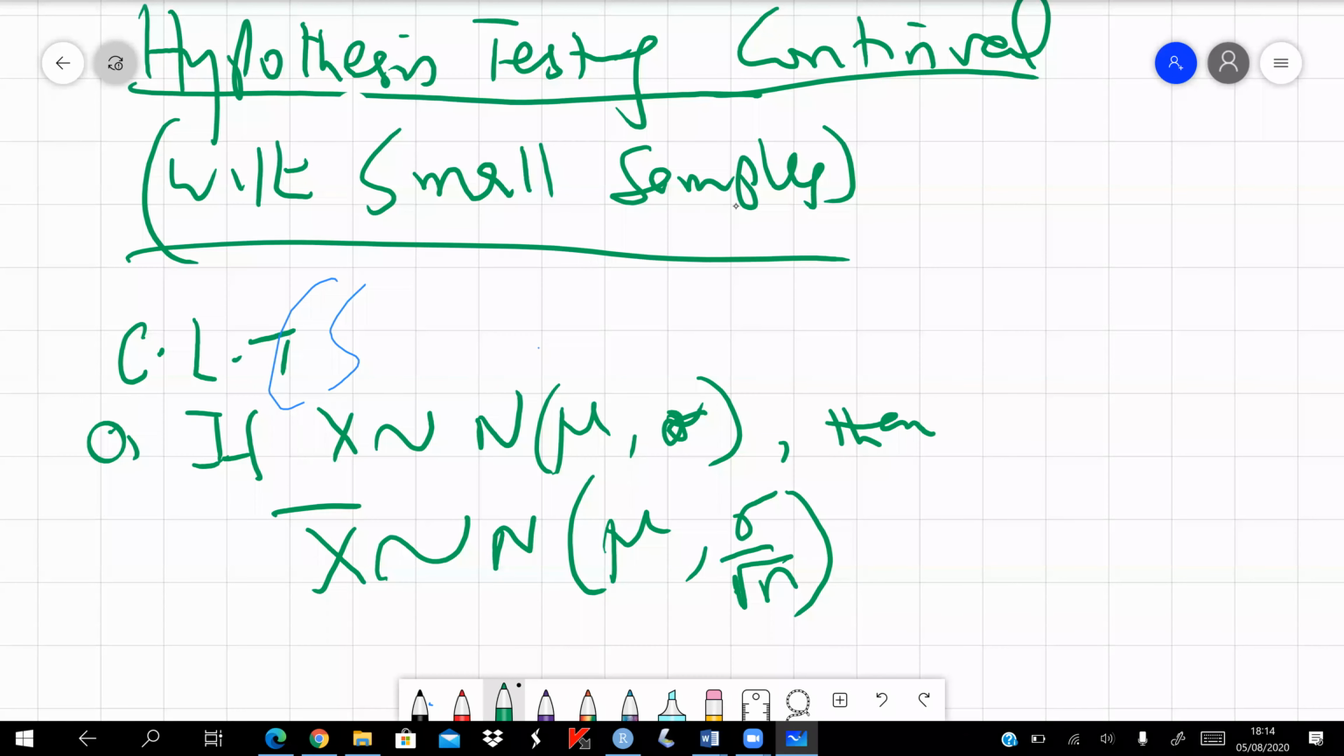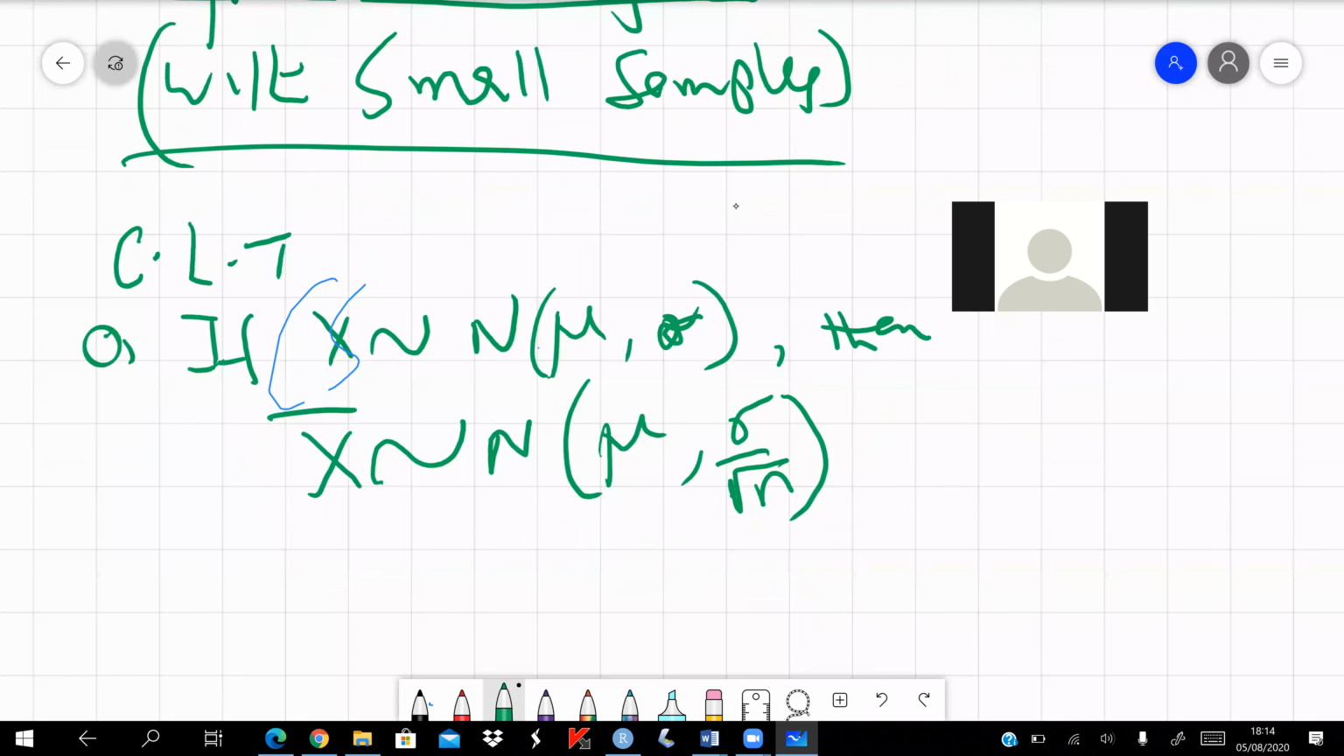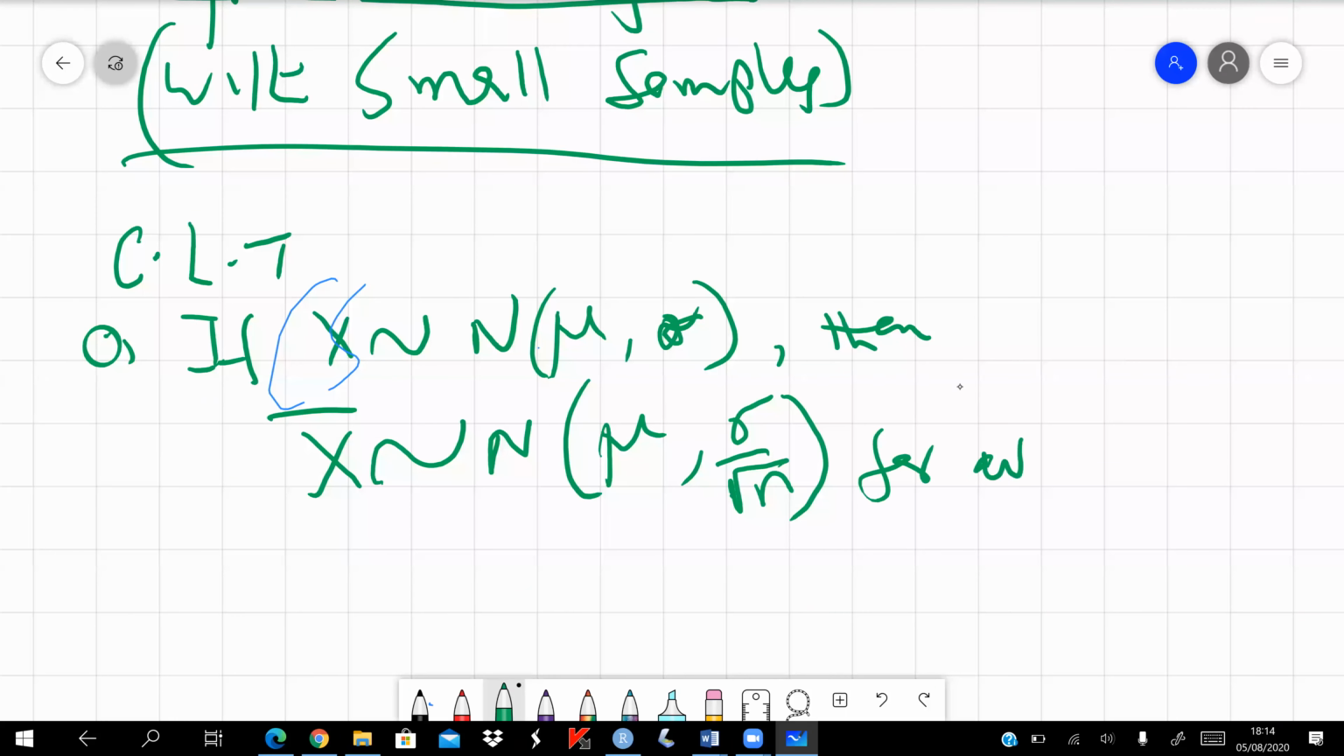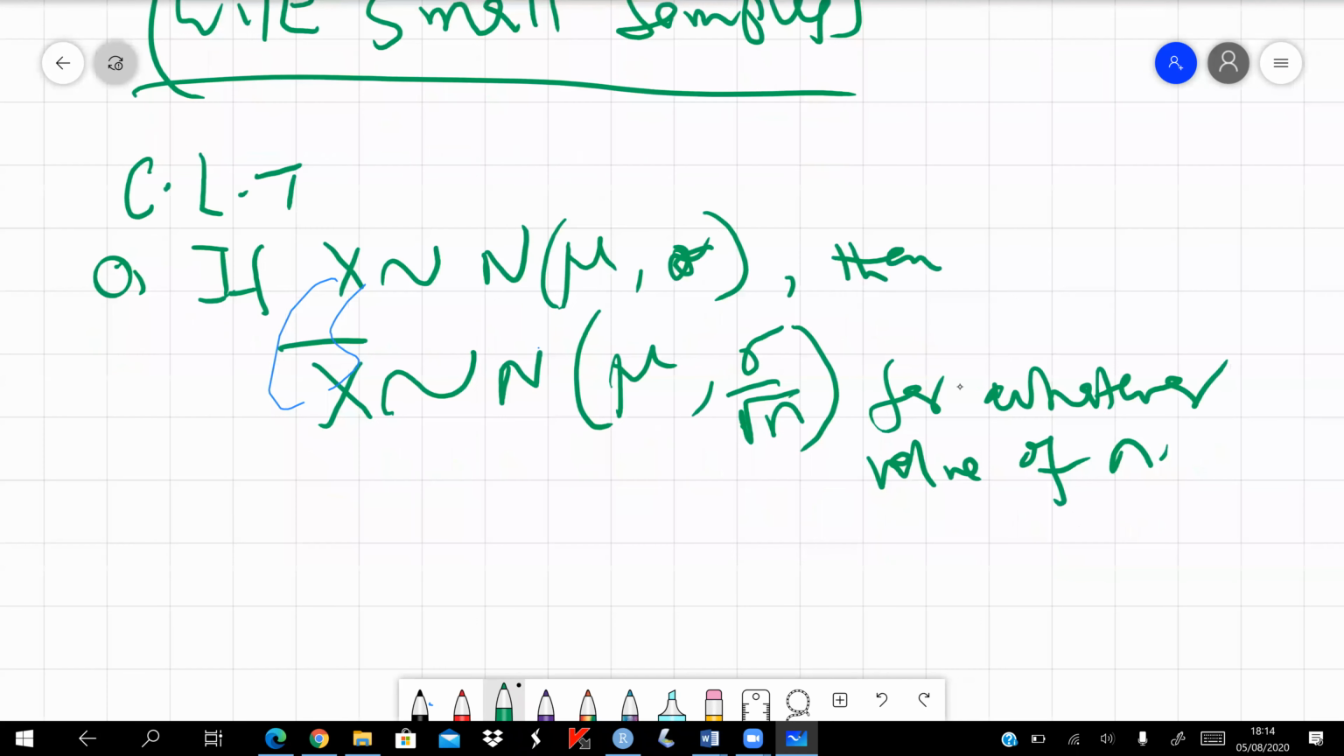So if X has a normal distribution, then the sample statistic X bar will also have a normal distribution with standard deviation, which is called the standard error, equal to sigma over root n. And we said this holds for whatever value of n. So here, it doesn't matter whether n is small or large. All right, then that's part one.